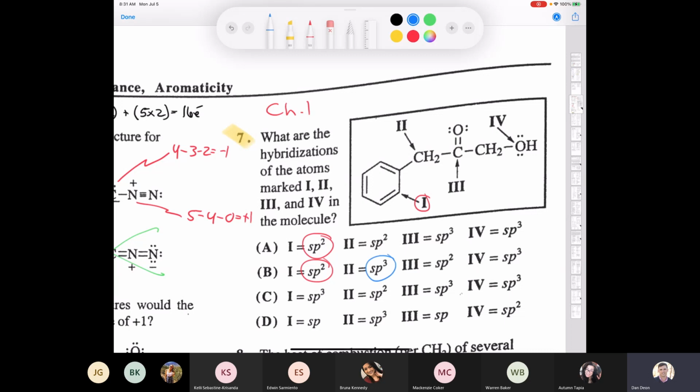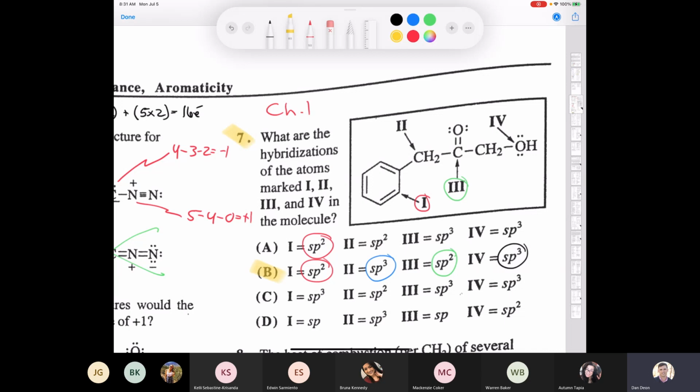If we look at carbon number 3 of the carbonyl, that has 3 sigma bonds and a pi bond. Therefore, it's sp2 hybridized. And then if you look at the oxygen, it's got 2 sigma bonds and 2 lone pairs. So it has a steric number of 4 and therefore it is sp3 hybridized. And so as my student stated, the answer is B.